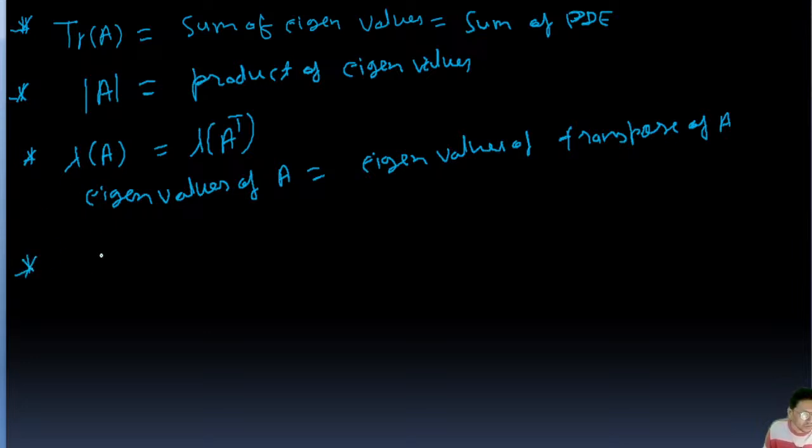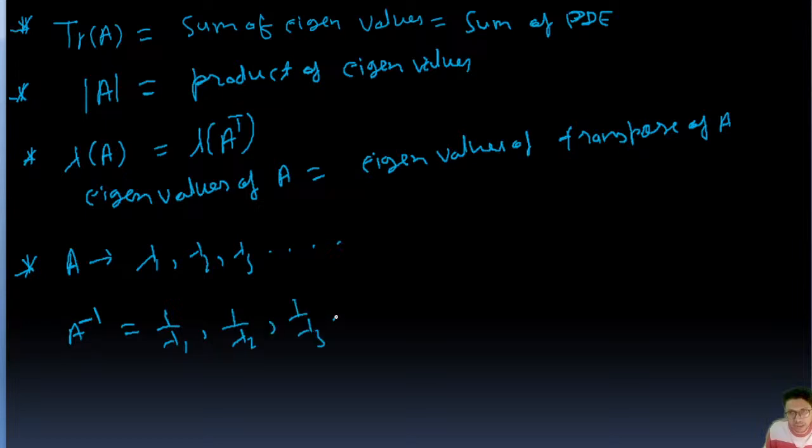Next, if lambda 1, lambda 2 and lambda 3 and so on are the eigenvalues of any matrix, in that case the eigenvalues of A inverse will be 1 upon lambda 1, very important guys, 1 upon lambda 2, 1 upon lambda 3, and so on. Similarly, eigenvalues of e to the power A are going to be e to the power lambda 1, e to the power lambda 2, e to the power lambda 3 and so on.